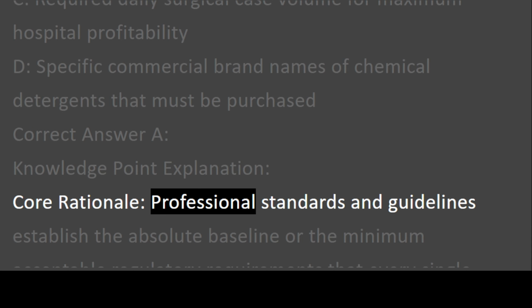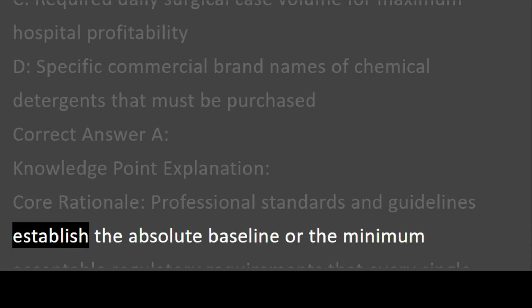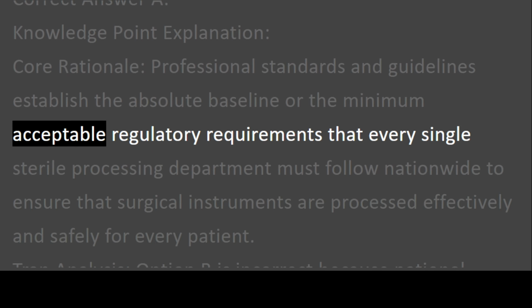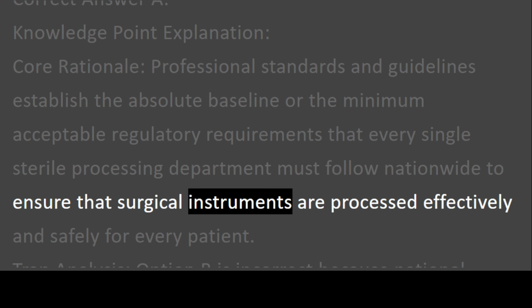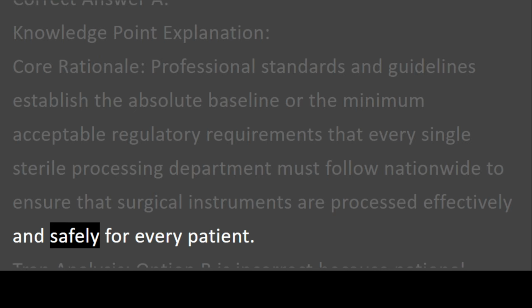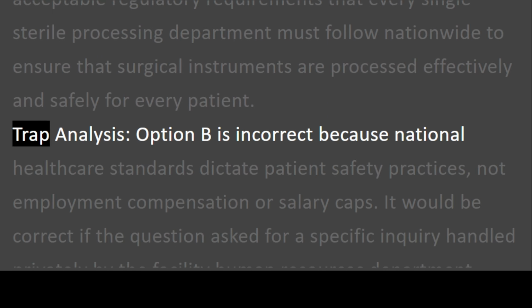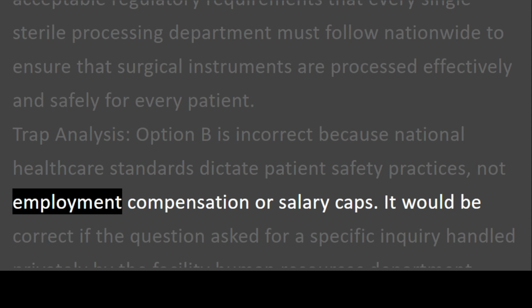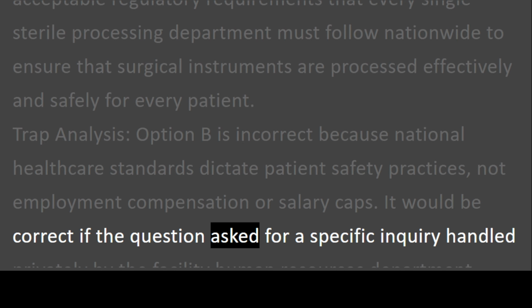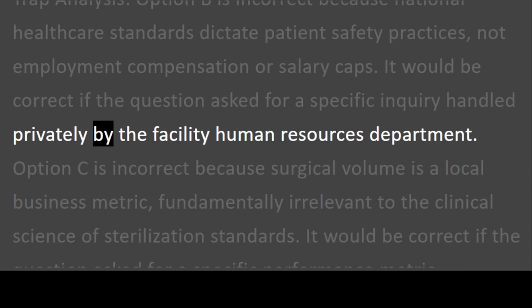Core rationale. Professional standards and guidelines establish the absolute baseline, or the minimum acceptable regulatory requirements, that every single sterile processing department must follow nationwide to ensure that surgical instruments are processed effectively and safely for every patient. Trap analysis. Option B is incorrect because national healthcare standards dictate patient safety practices, not employment compensation or salary caps. It would be correct if the question asked for a specific inquiry handled privately by the facility human resources department.